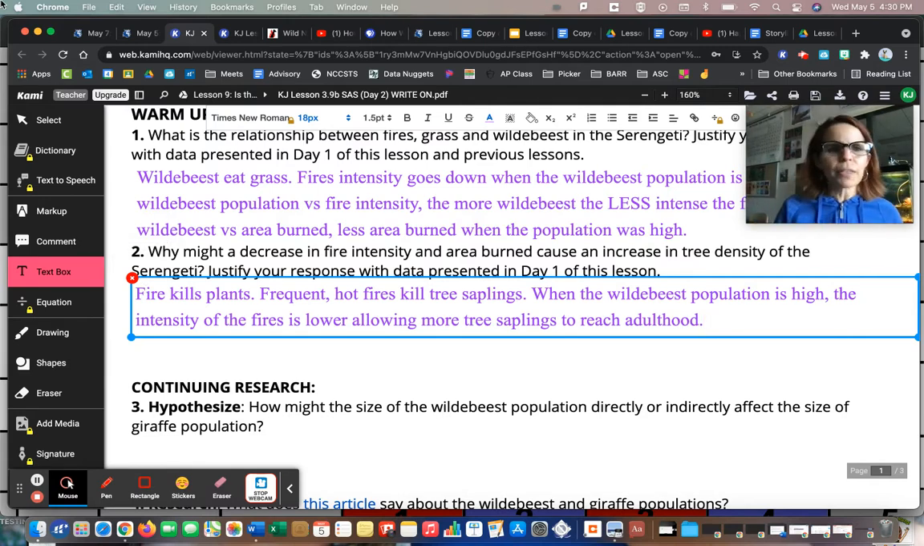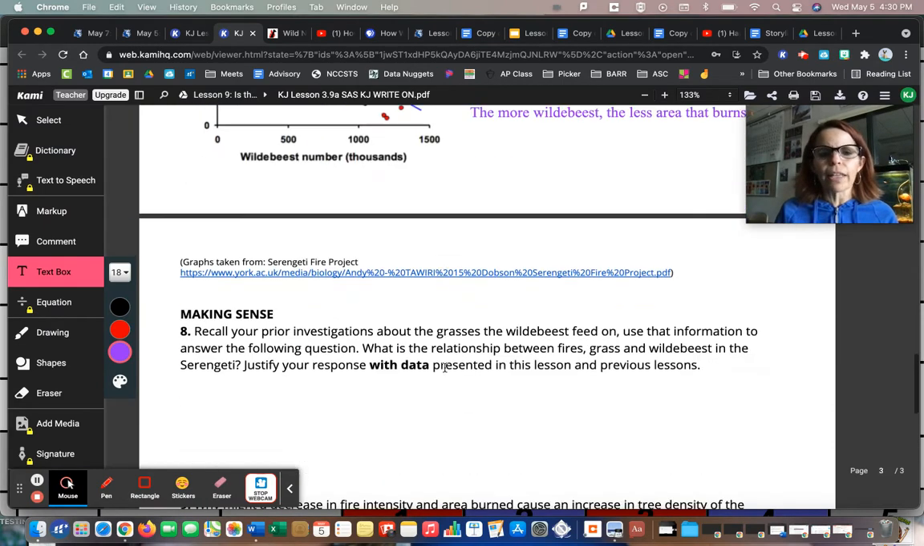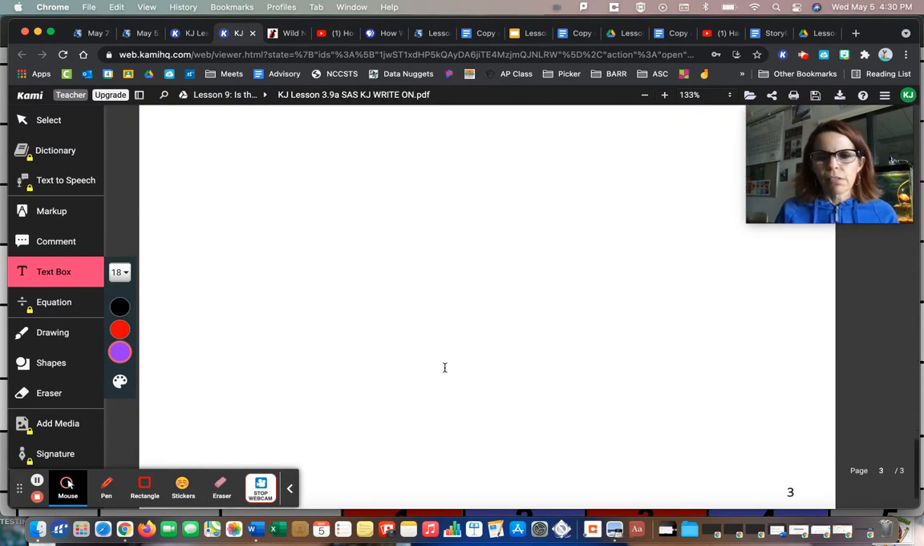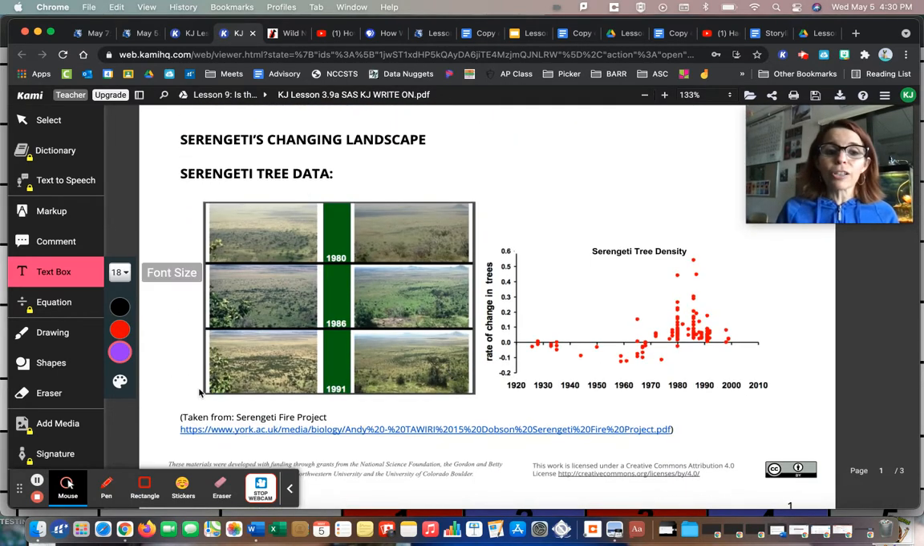It says justify your response with data, but we saw the data. That was this graph right here. Oh, and there was another one. Where's that other data? Somewhere else. There we go. This is some more data where we looked at the trees and how many trees there are, and the density is increasing.